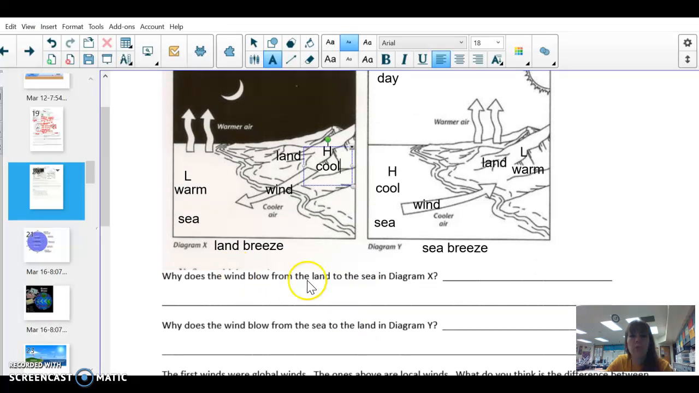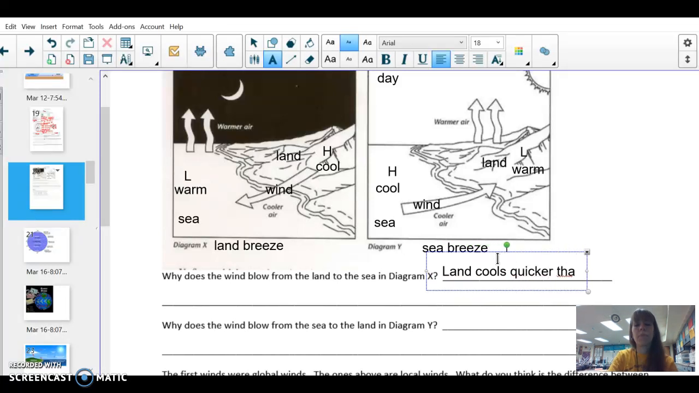Why does the wind blow from the land to the sea in diagram X? Well, here the land is cooler, and the land is cooler because land cools quicker than the water does. So if you ever go to the beach at night during the summer, the water will actually seem warmer than the land because the land cools off quicker. Now let's look at this one.